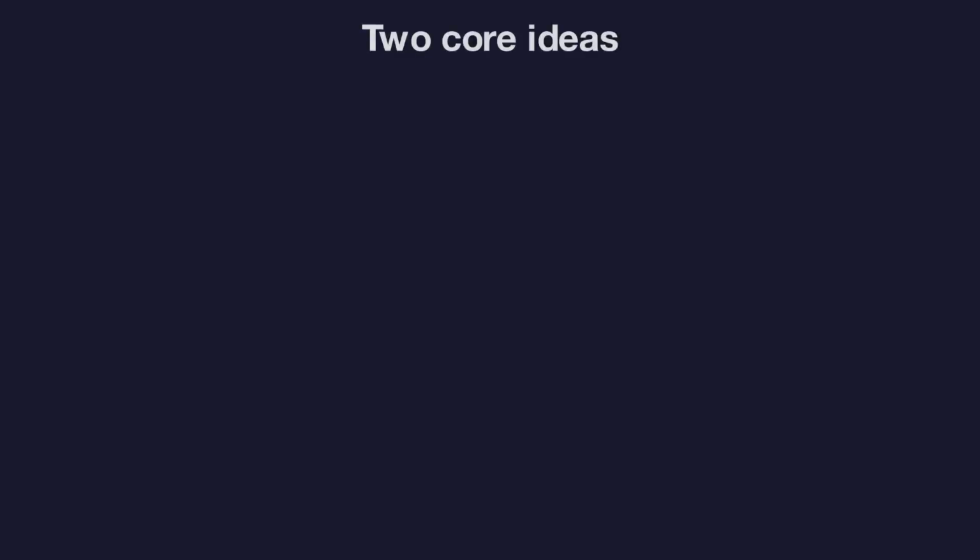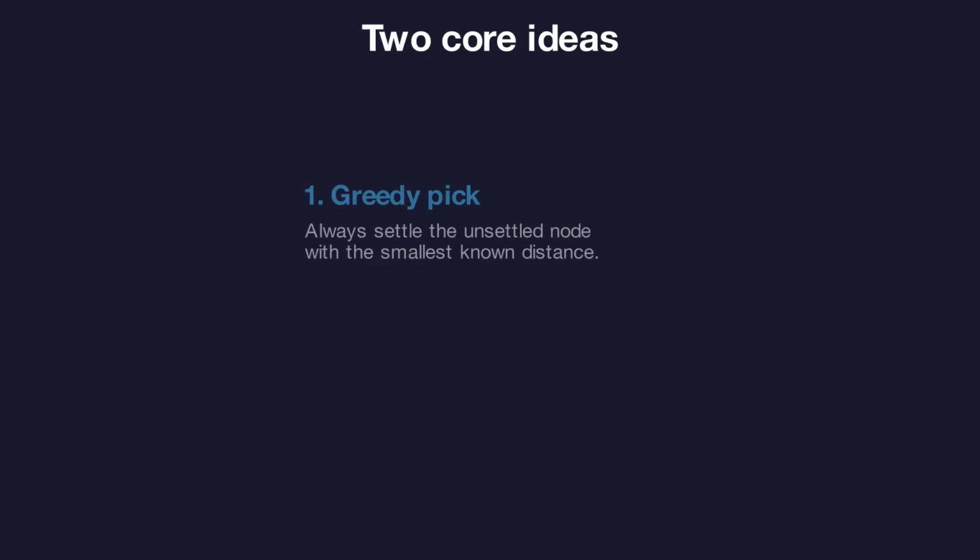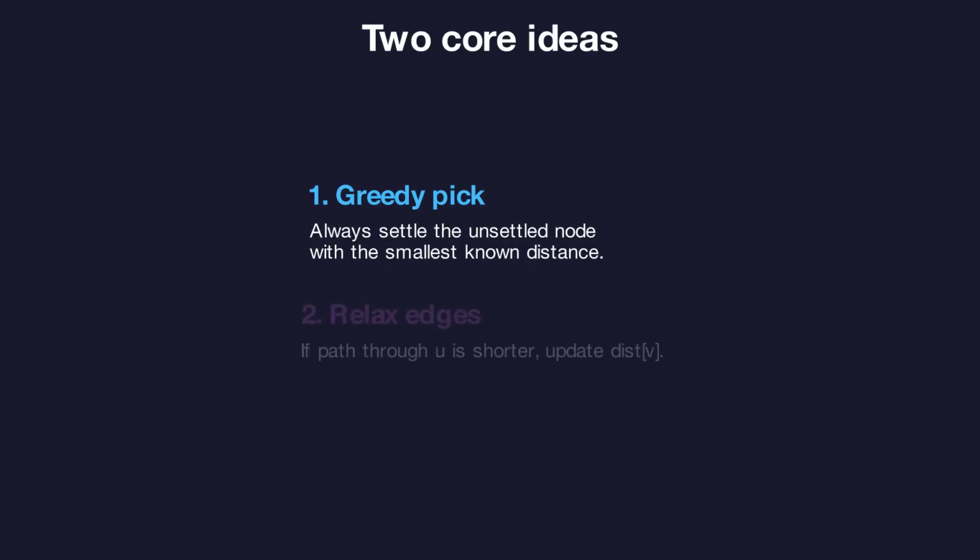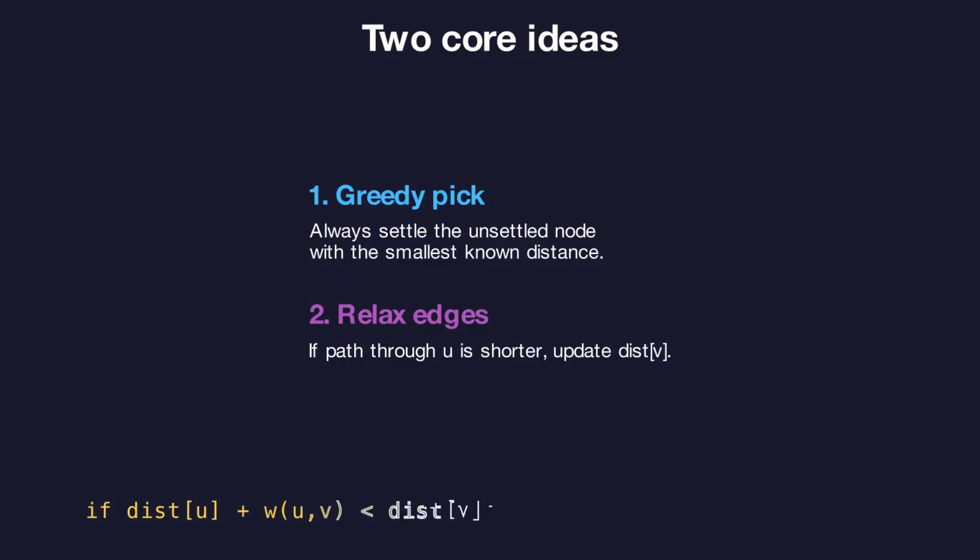Dijkstra combines two ideas. First, greediness. Always finalize the unsettled vertex with the smallest tentative distance from the source. Because all remaining edge weights are non-negative, no future path can make that vertex cheaper. Second, relaxation. Whenever you settle a vertex U, look at each neighbor V. If going through U improves the best known distance to V, update it. The textbook relaxation rule is, if distance to U plus the edge weight is less than the current best distance to V, replace that best distance. Repeat until every vertex is settled or unreachable.